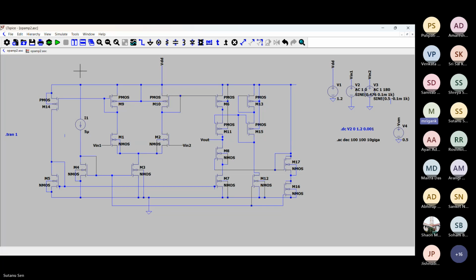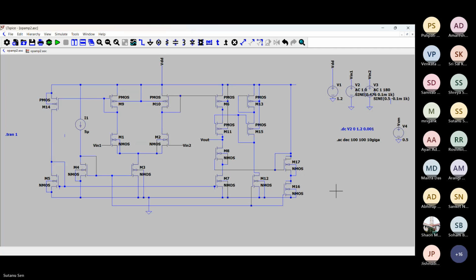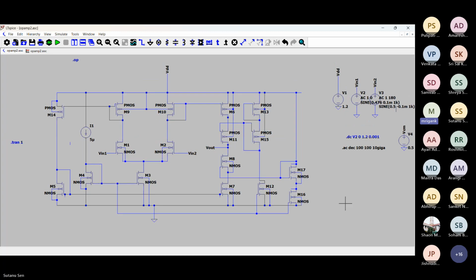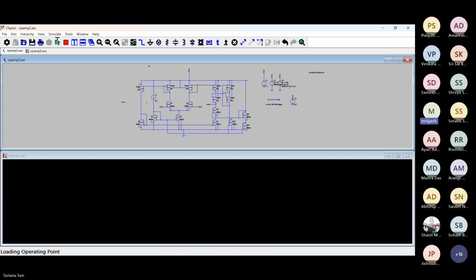What is the ratio between M3 and M12? That ratio I thought is same, right? Whatever I provided. Check M12. Okay, close this. Check the plot. Do the AC plot again.